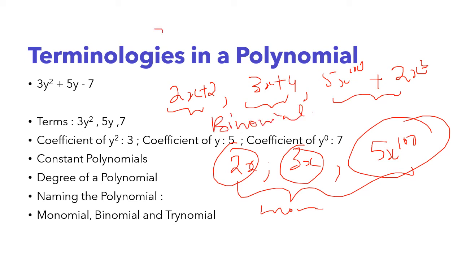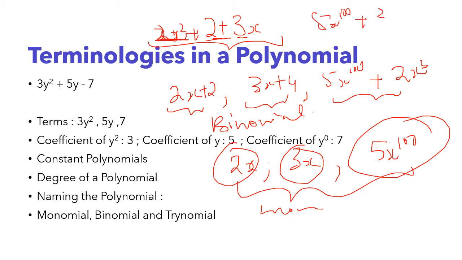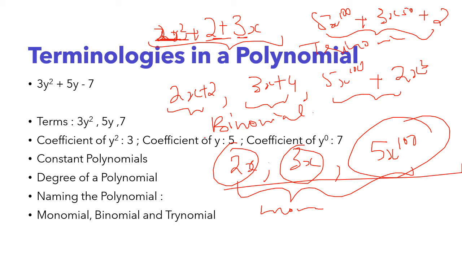In the same way, if there are three terms like 2x square plus 2 plus 3x, there are three terms here, 1, 2, 3. Another example that I can give is 5x to the power 100, 3x to the power 50 plus 2. There are three terms here also. If there are three terms, we call them trinomials. So monomials are polynomials which have one term, binomials have two terms, and trinomials have three terms. I hope you understood about it.